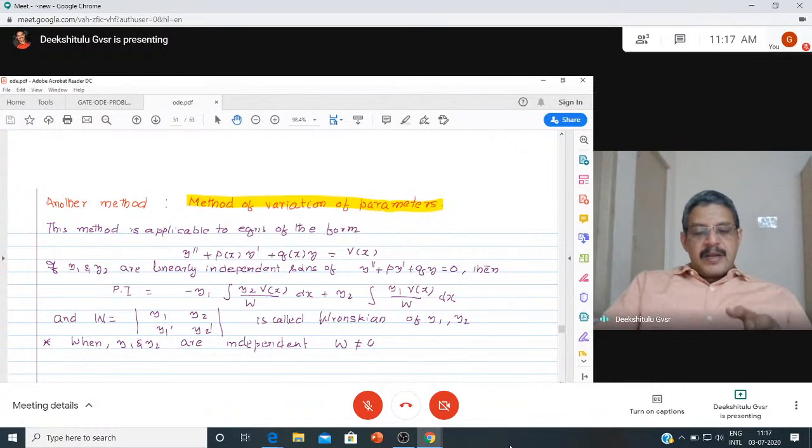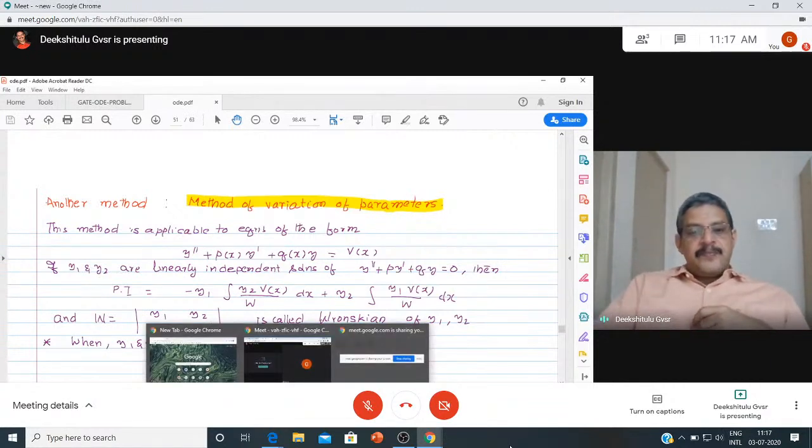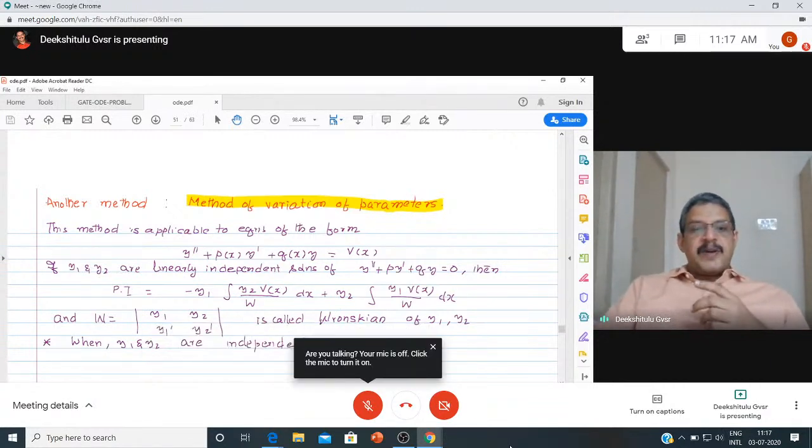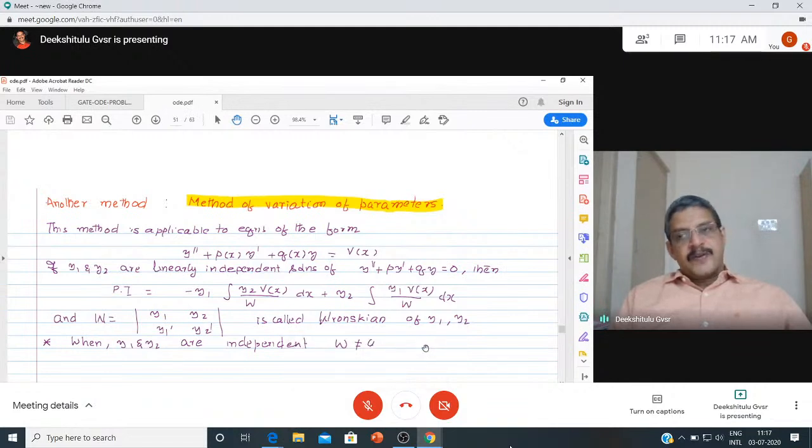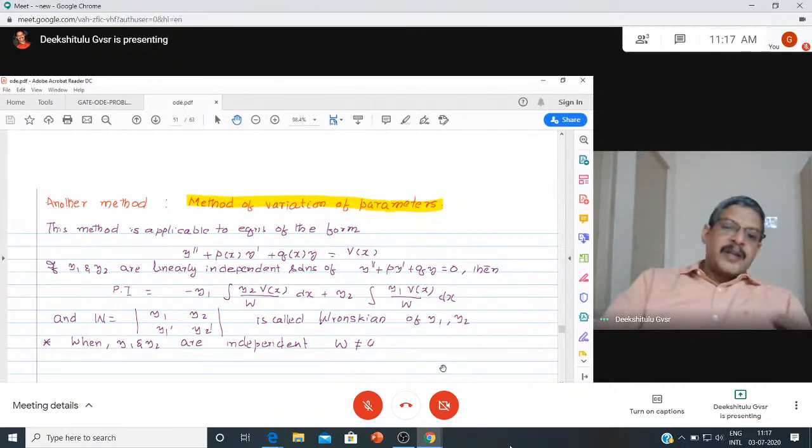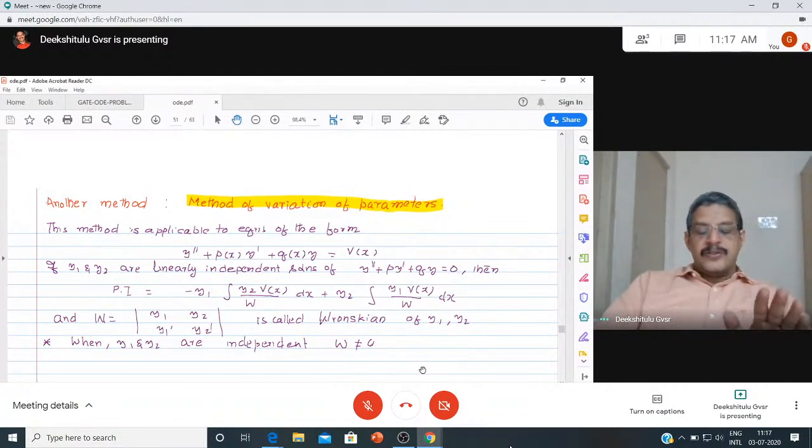Recollect, we used this concept with Jacobians while discussing partial differentiation. We studied Jacobians and functional dependence. Two functions f of x and g of x are said to be functionally dependent if their Jacobian is equal to 0. We have studied this already. In differential equations, we don't call it the Jacobian, it is called the Wronskian.